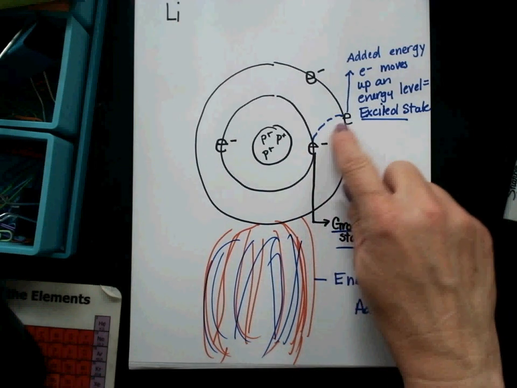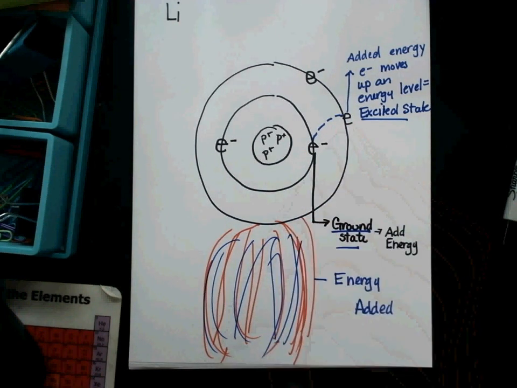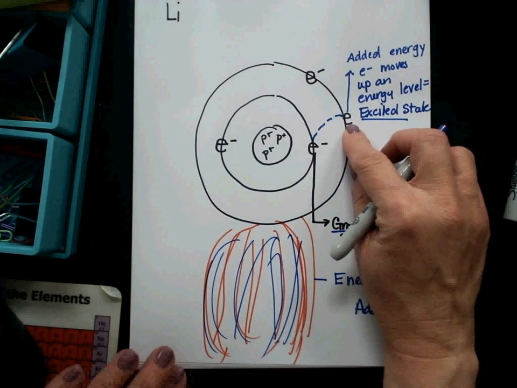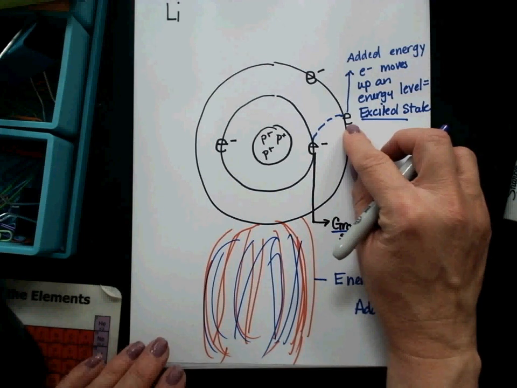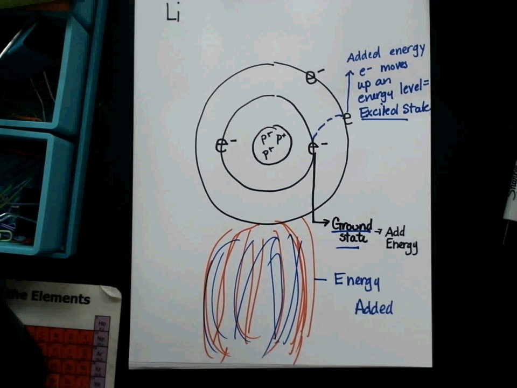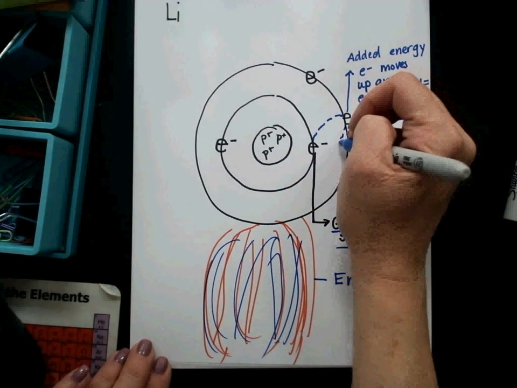So I've got excited state now because it's jumped up. It sits there for just a second, or maybe longer. It depends on the chemical, depends on how many electrons are jumping. You'll see in labs some of these last much longer than others. The ones that are pretty long most of the time have a higher atomic number. There are more electrons to work with. There are more electrons to excite.